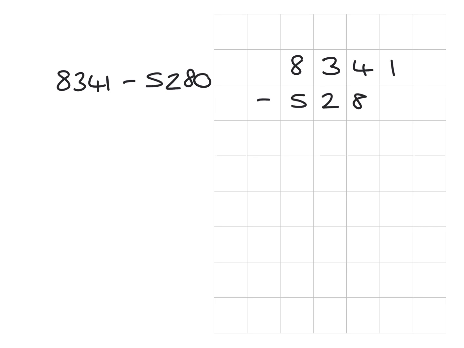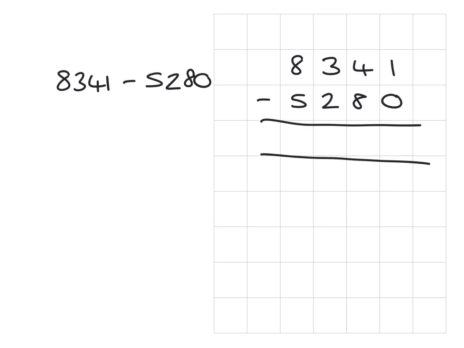Okay, we can now look at a couple of examples for subtraction. So let's take the first example. We have 8,341, and I'm going to subtract 5,000, take away 5,280. So exactly the same with addition, we're going to place those into the correct columns on our grid. So 8,341, subtract 5,280.